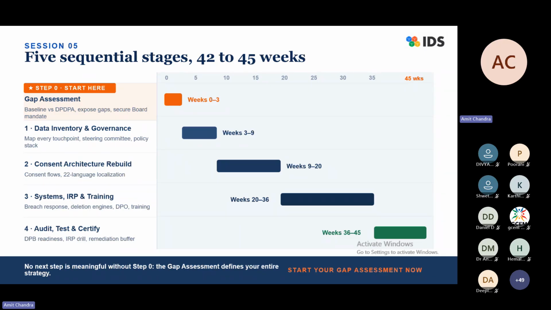So this is how the process will happen. It will take around 42 to 45 weeks, depending upon the size of the data you have.